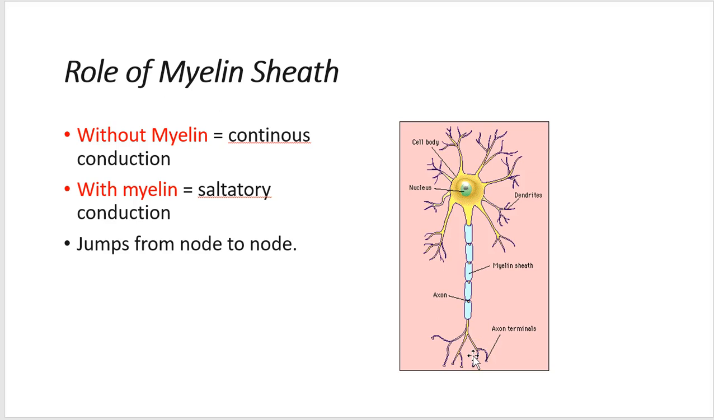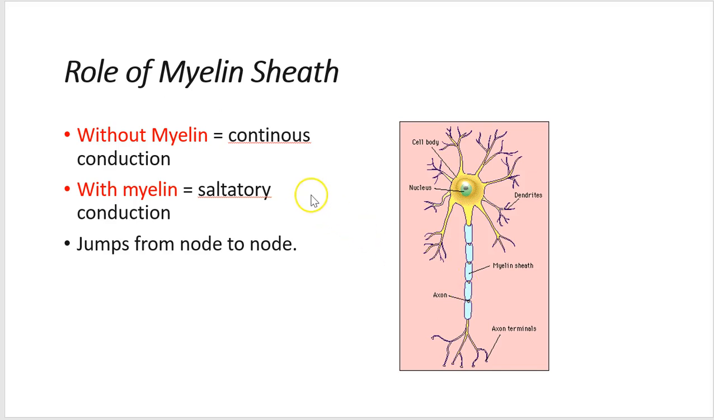Very, very quickly. Without myelin, it's called continuous conduction because it has to continually go down the whole axon. With myelin, it's called saltatory conduction because it can jump from node to node. So in your body, when a signal is really important, you're going to find it has neurons that are myelinated. If the signal can travel a little bit slower, then they're not going to have myelin.